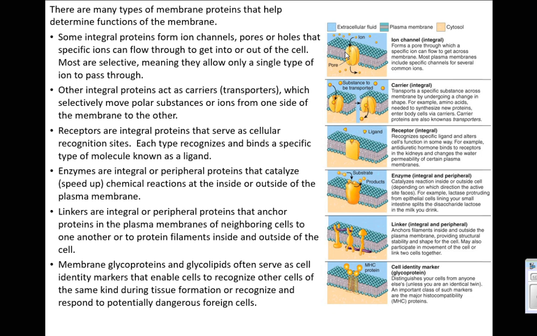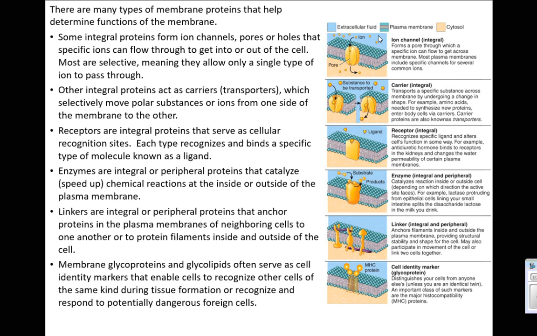So, very important. Allow cells to target one another. Enzymes, we talked a lot about those the other day. Integral or peripheral proteins catalyzing, which means, once again, speeding up chemical reactions at the inside or outside of the cell, or plasma membrane. Linkers, which can be either integral, which are the yellows, or the peripherals, which are the purples. Anchor proteins of plasma membrane and neighboring cells to one another, work with protein filaments inside, outside of the cell.